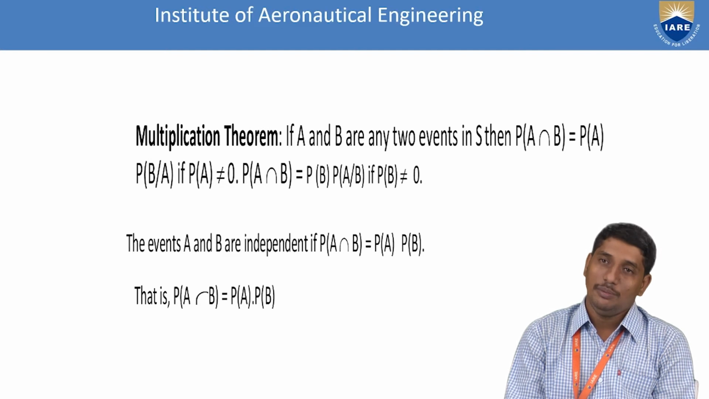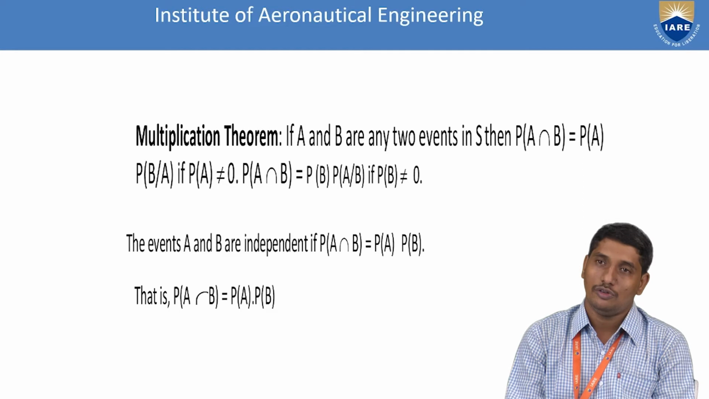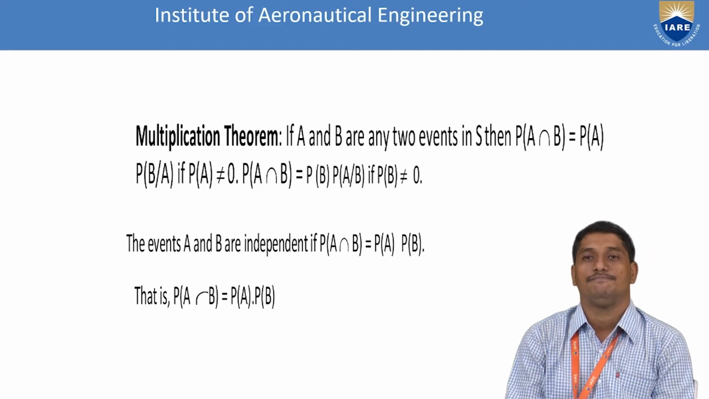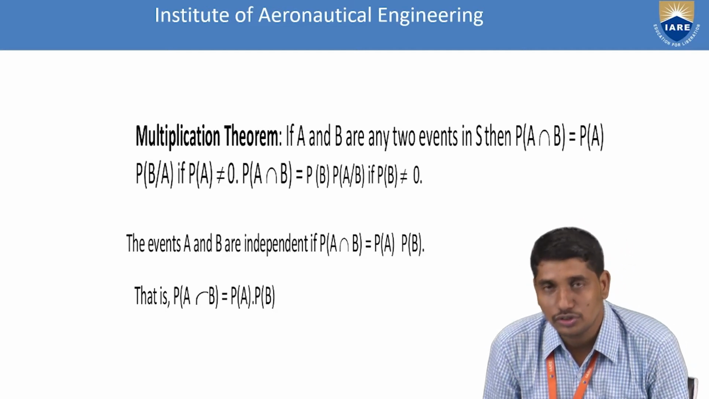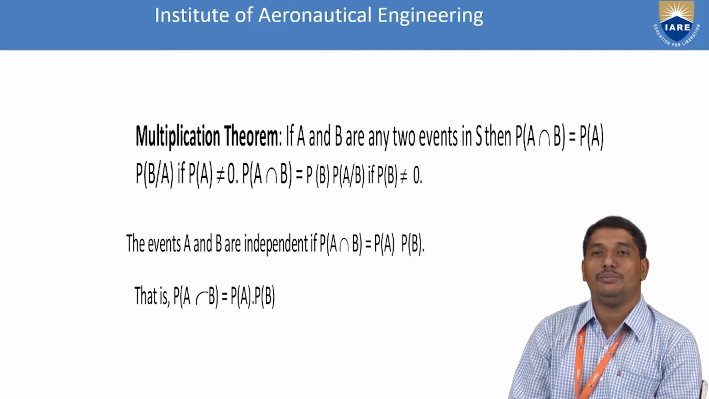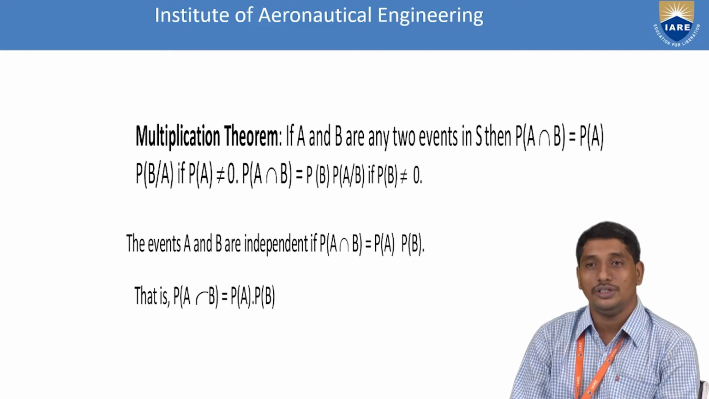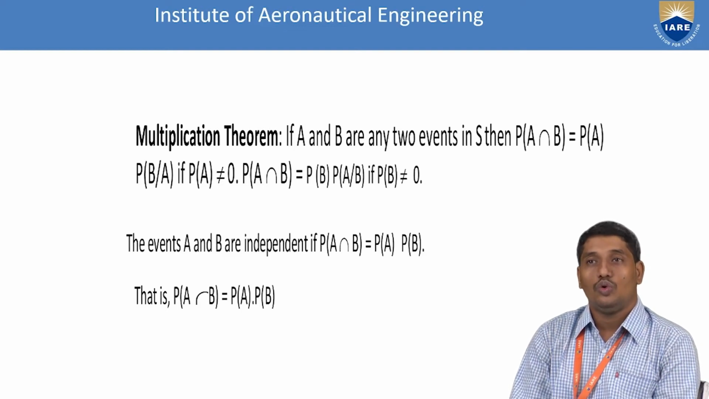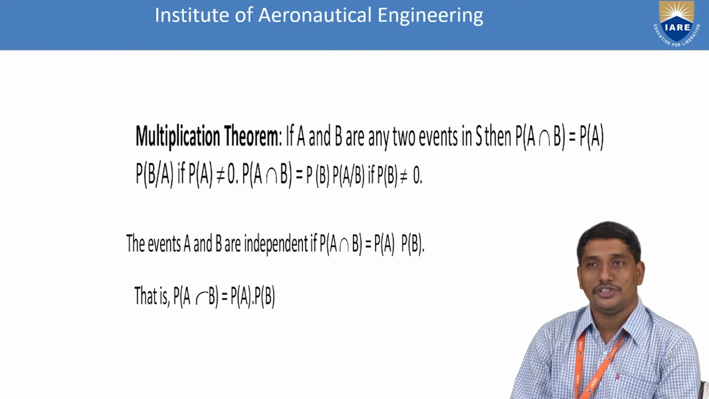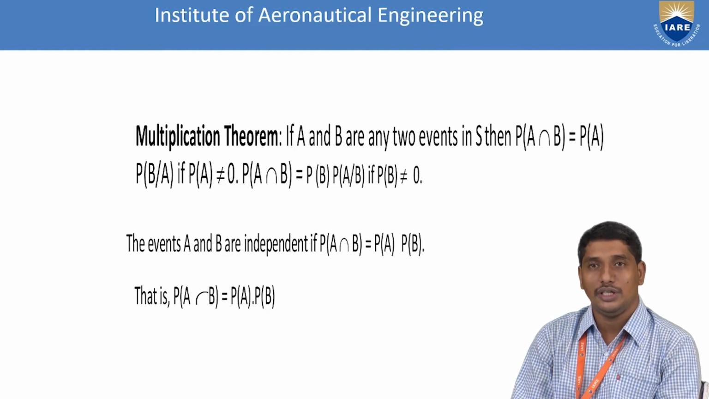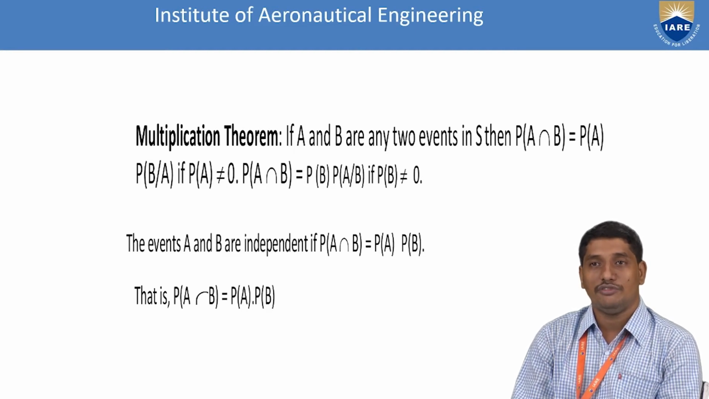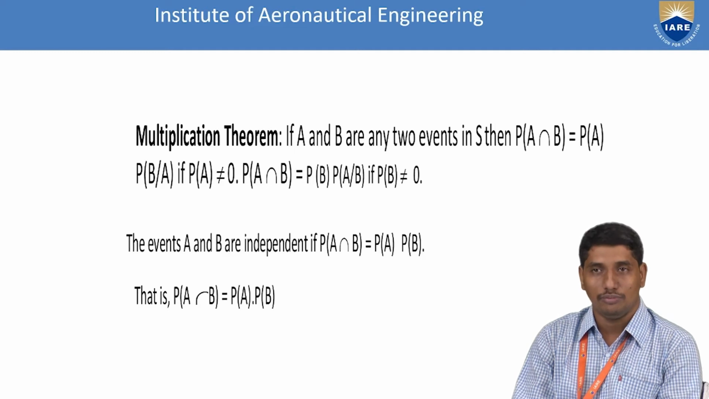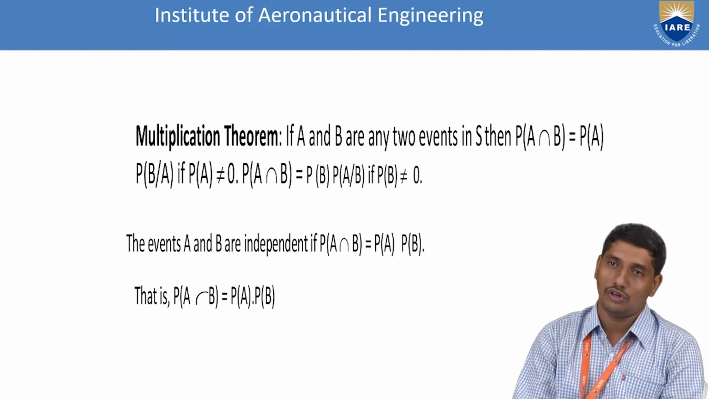In the case of independent events, the multiplication theorem becomes P of A intersection B is equal to the product of individual probabilities, that is P of A into P of B. So there are two multiplication theorems: for dependent events and for independent events. The dependent event theorem states that P of A intersection B will be P of A into P of B by A, or P of B into P of A by B. But the independent event theorem states that P of A intersection B will be P of A into P of B. These formulas will help us to solve the problems.